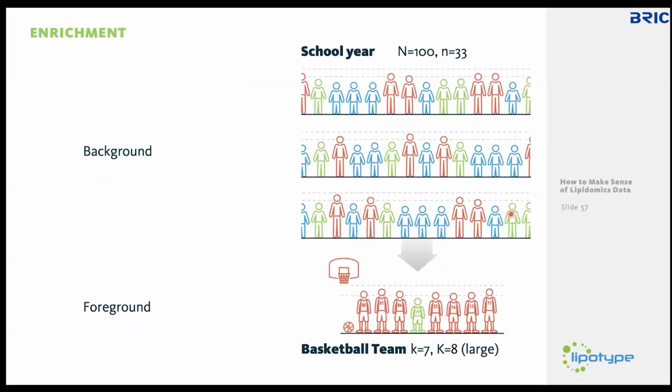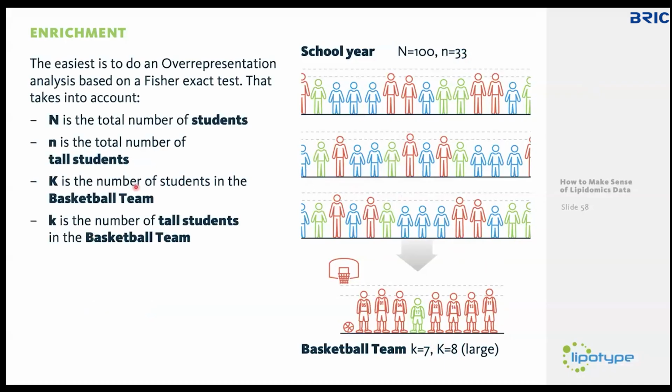How this works is simply that you choose a background, which would be all 100 students, of which I have a third that are tall. And for the foreground, you would say I actually have 8 players, and 7 of them are tall. Then you can use overrepresentation analysis based on a Fisher exact test, for which you need these 4 numbers, and that would tell you if there is a significant enrichment or not.